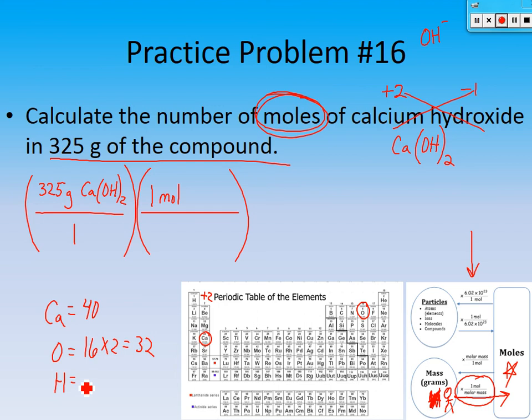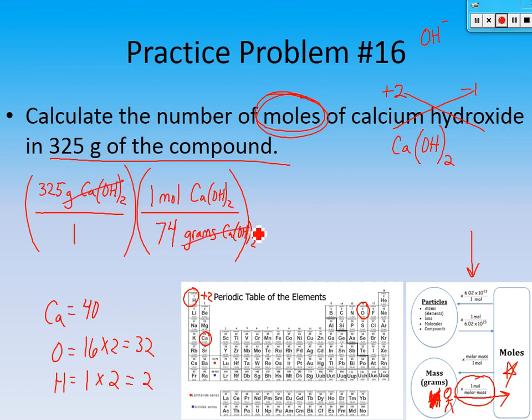And we've got hydrogens. Hydrogen is right here. Its molar mass is 1. But how many do I have? 2. So a total of 2 there. So what is that, guys? So 74? Is that right? So 74 is my molar mass, 74 grams of CaOH2. And I'm going to put the substance that we're talking about on top as well. 1 mole of calcium hydroxide goes on top.